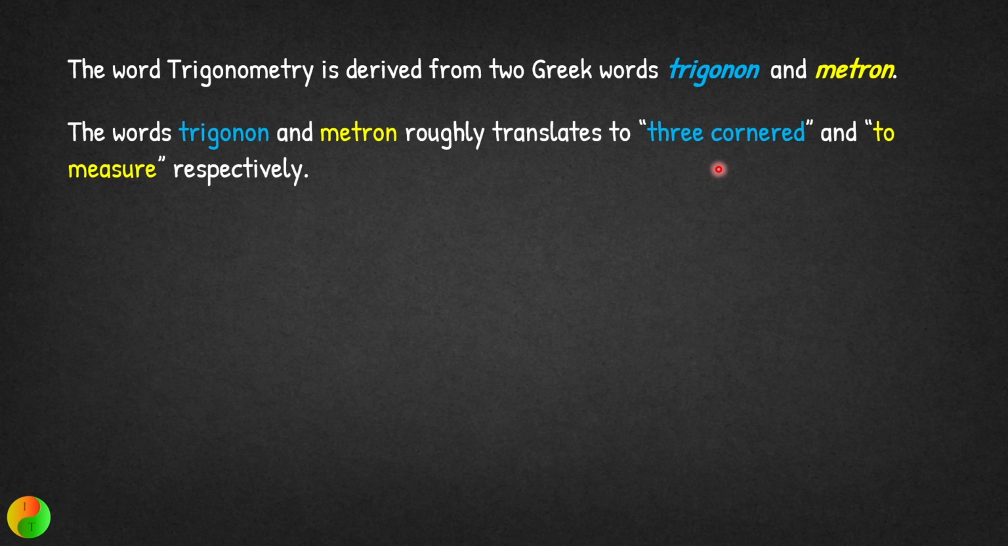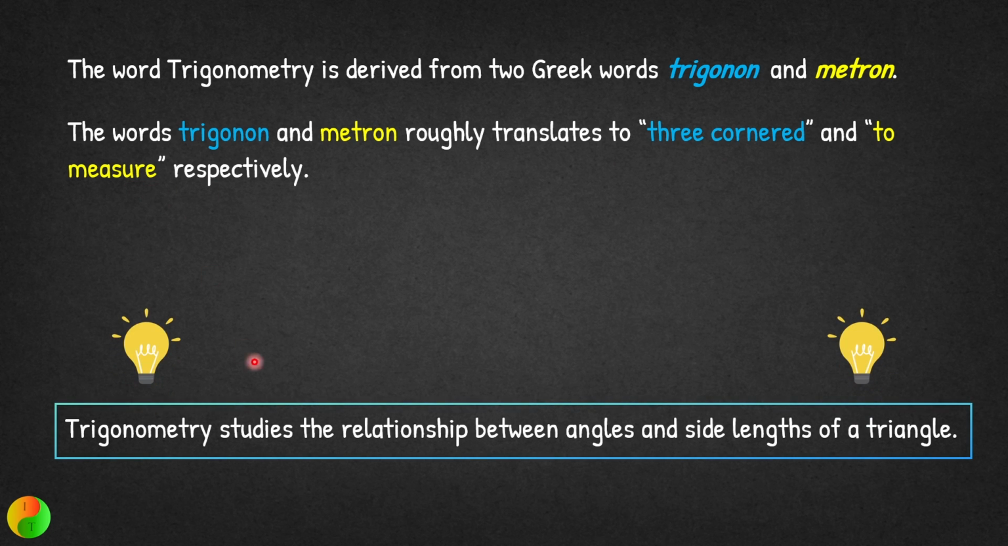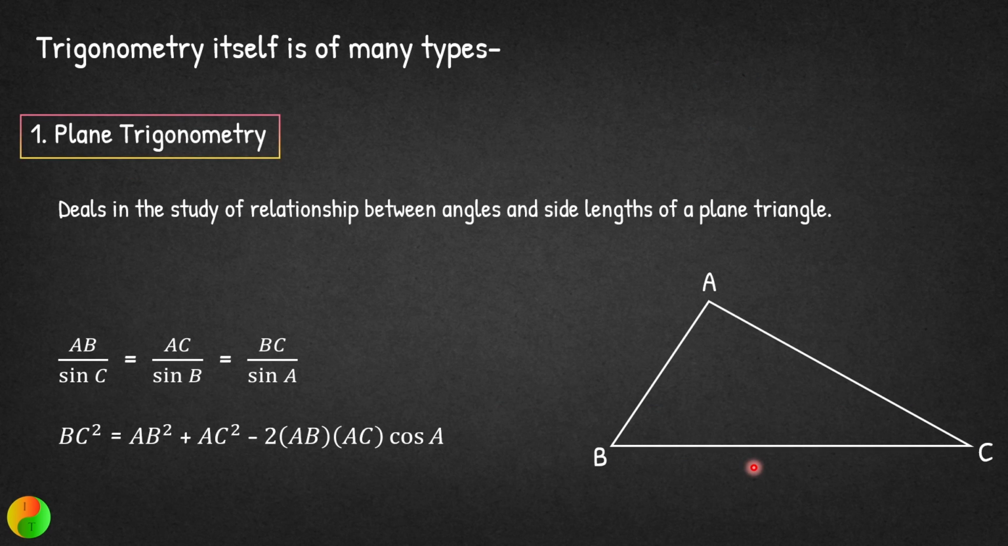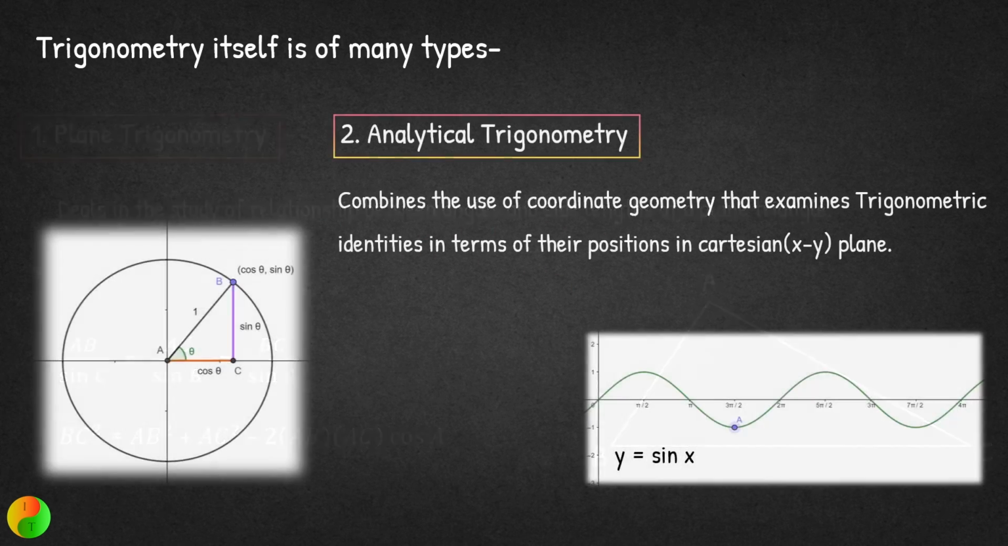The word trigonometry is derived from two Greek words, trigonon and metron, which roughly translate to three-cornered and to measure respectively. Trigonometry studies the relationship between angles and side lengths of a triangle. Now, trigonometry itself is of many types. First is plane trigonometry, which deals with the study of the relationship between angles and side lengths of a plane triangle.